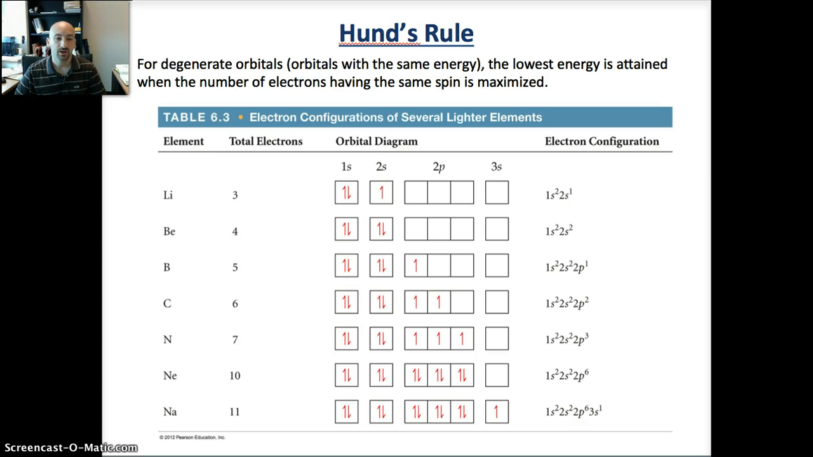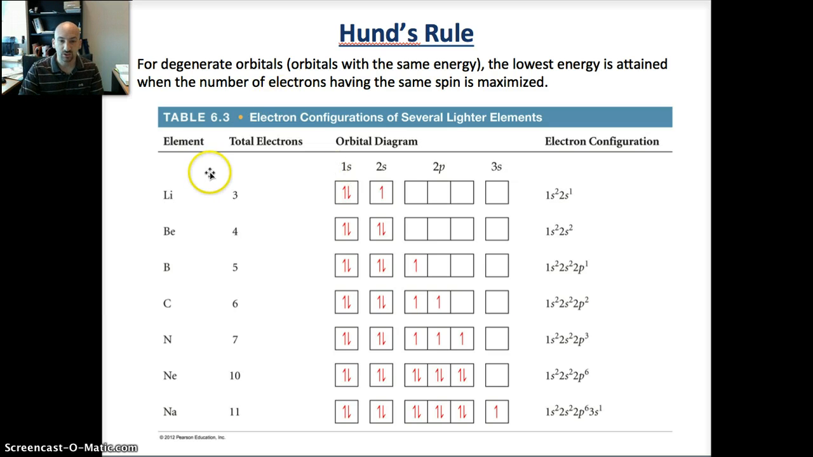Alright, so now we can kind of turn to what's termed Hund's rule. Okay, and Hund's rule is very important, and it basically says that the lowest energy is attained when the number of electrons having the same spin is maximized in what's termed degenerate orbitals, or orbitals with the same energy.